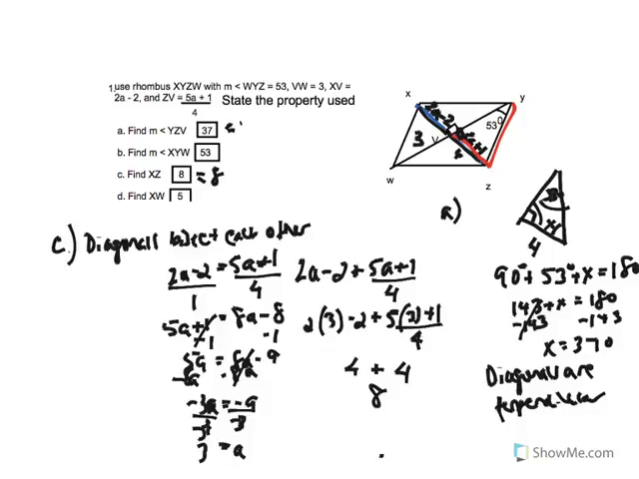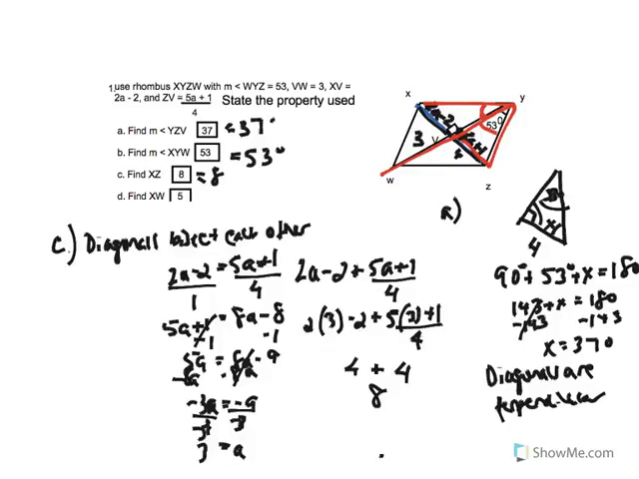So part B, it says find the measure of XYW. XYW. So this angle here. Well, I know that the diagonals bisect the vertices. So if this here is 53, this here also has to be 53. This one is easy peasy. And now I go to part D.